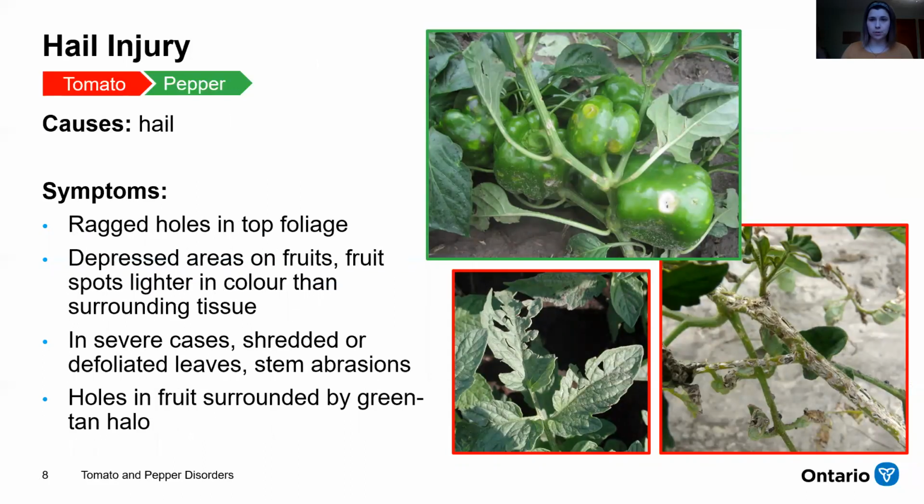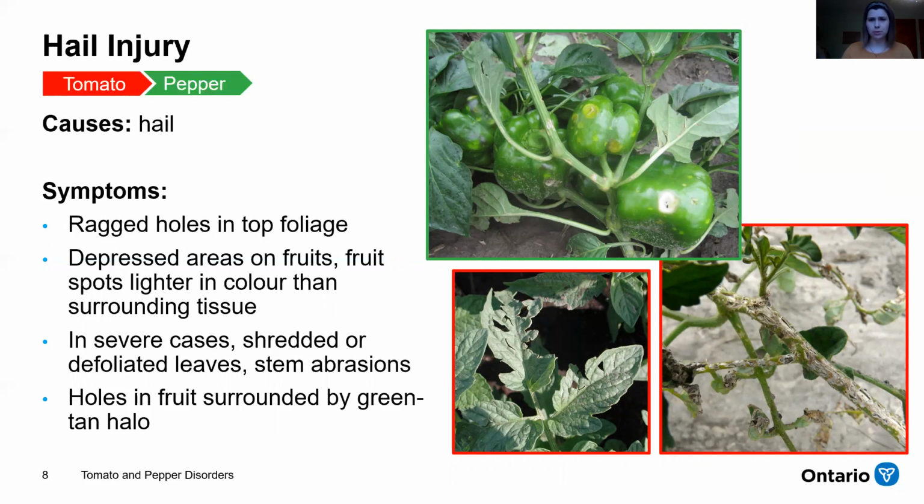Hail injury can affect both tomato and pepper crops. Light hail injury may cause ragged holes in the top foliage, possibly even cause depressed areas of various sizes and shapes on exposed fruit, seen in the top photo on some exposed green peppers. So those spots on those fruits are lighter in color than the surrounding tissue. In more severe hail cases, injury results in shredded and sometimes defoliated leaves and can also cause severe abrasions on the stem, as seen in the bottom right photo.